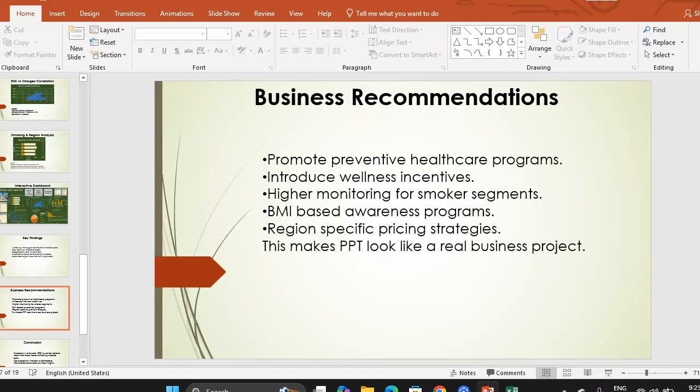Then some business recommendations. Based on the analysis, the following recommendations can be made. Encourage preventive healthcare programs. Promote smoking cessation initiatives. Create awareness about healthy BMI levels. Improve risk-based insurance pricing. Focus on high-risk customer segments for better healthcare planning.